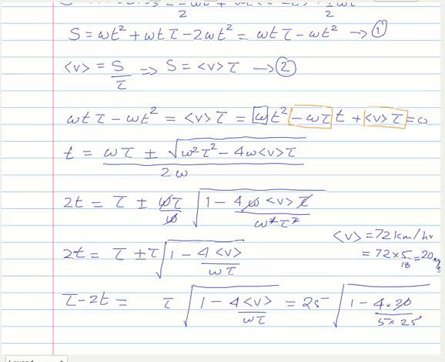So we get 4 times 20 over 5 times 25, so 1 minus 16 by 25, which is actually equal to 25 into the root of 9 by 25, and we get 25 into the square root of 9 is 3, the square root of 25 is 5, and we finally get our answer to be 15 seconds. So the car traveled with uniform velocity for 15 seconds.